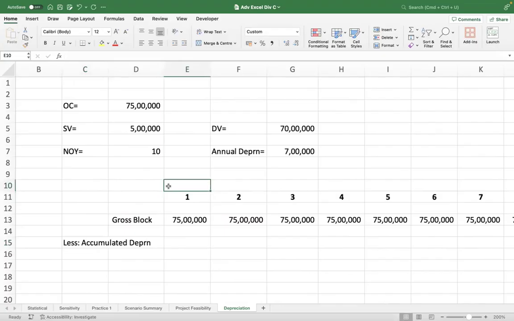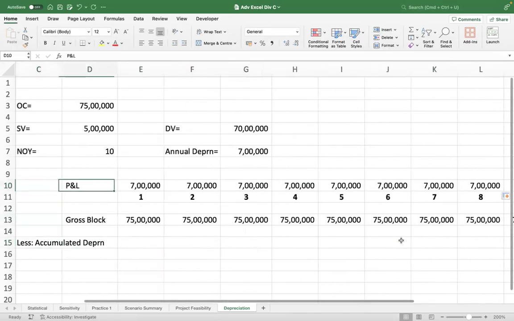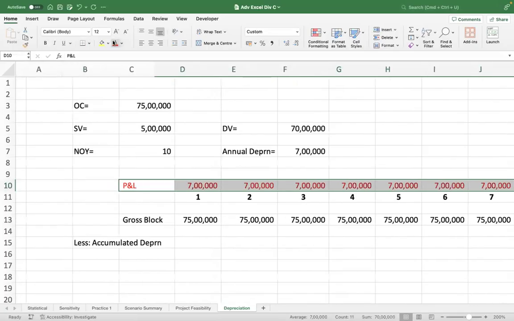Now, what we will do is we will first put the P&L depreciation here. Now, in this case, the annual depreciation is 7 lakh rupees. So there is nothing much. We just need to put 7 lakhs for 10 years here. So I'll just put the annual depreciation here. And it remains this way for all the years because this is straight line method. And straight line method means the depreciation value every year is the same. So this is what goes into your P&L.